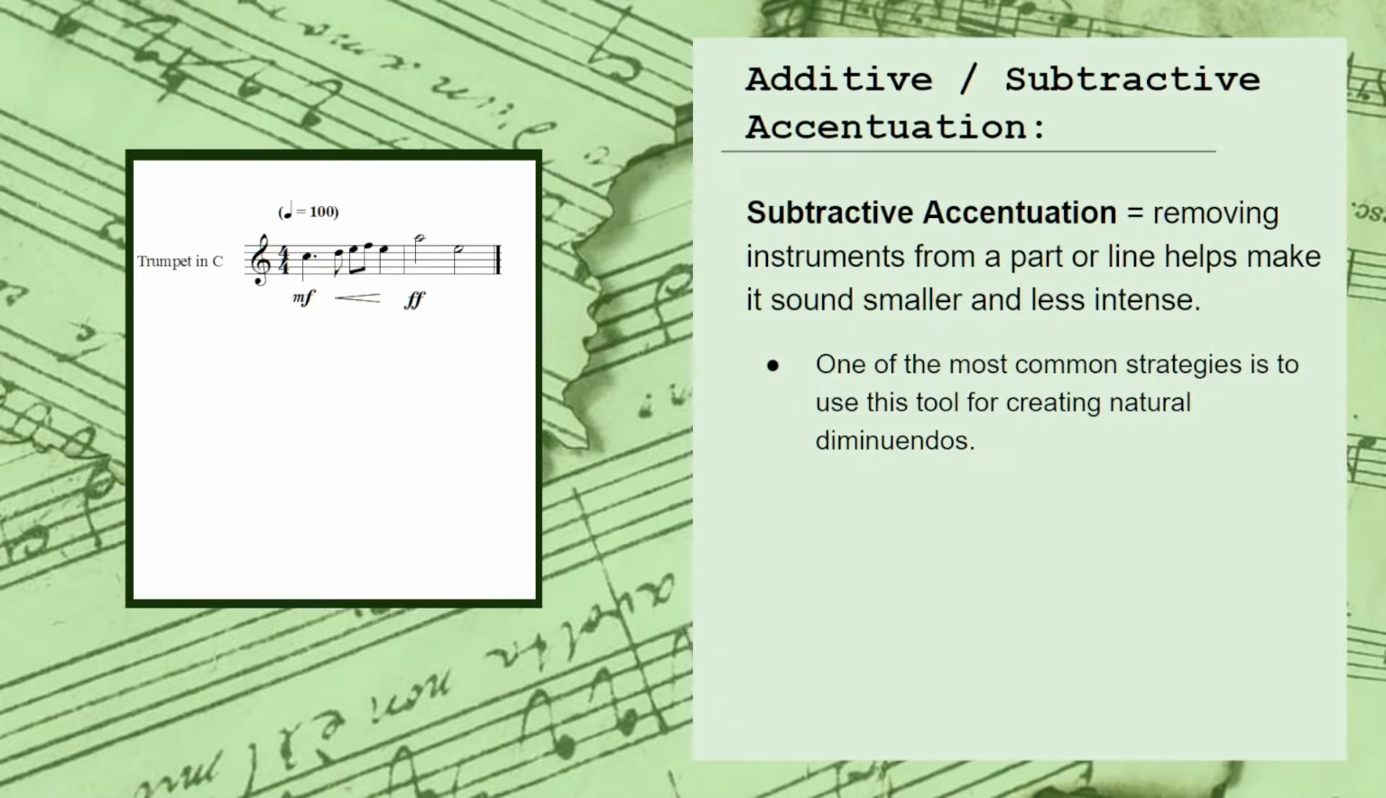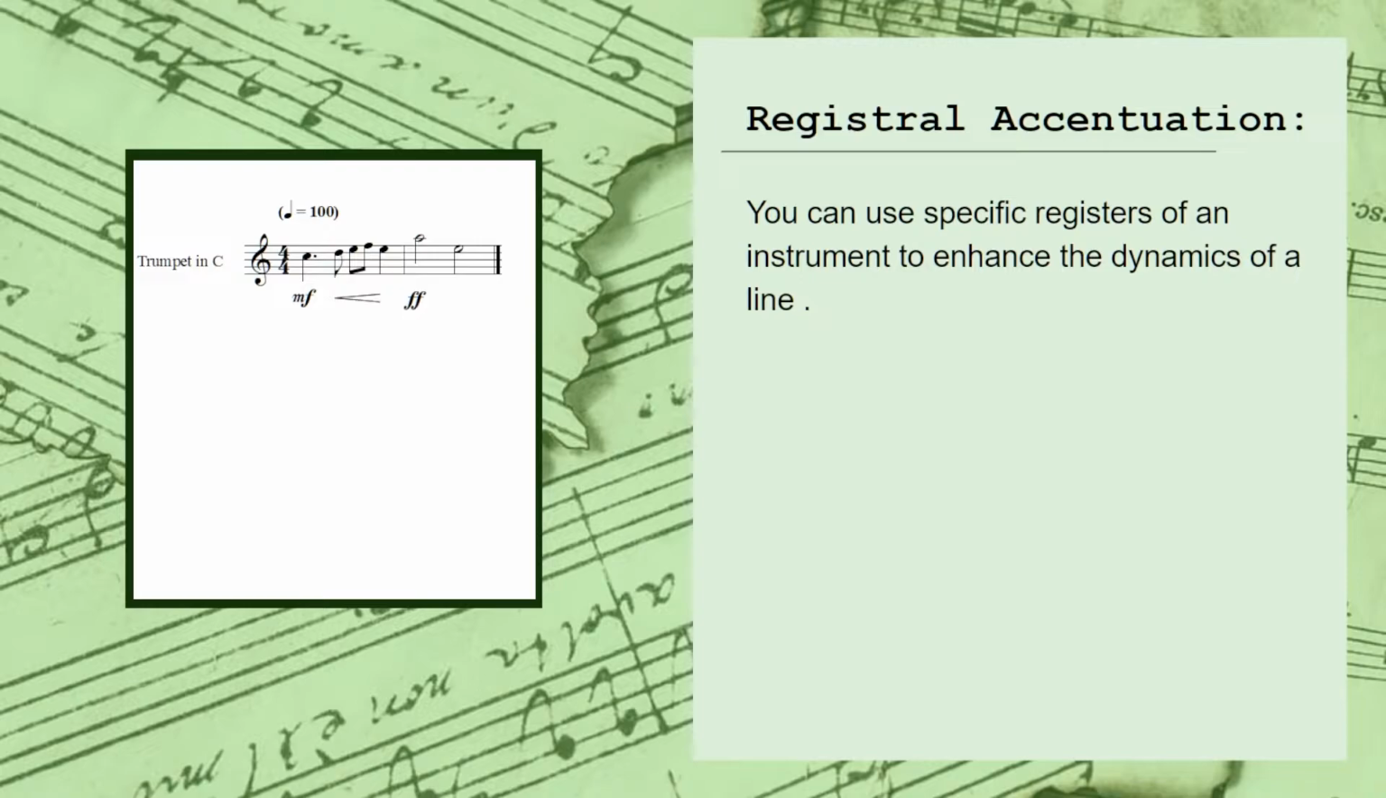Next up, we have registral accentuation. This strategy is a little more complicated and nuanced tool for providing natural emphasis in your music. The idea is that you use the specific registers of an instrument to enhance the dynamics of the line. This works best for woodwind and brass instruments, which have a natural tendency to become more or less intense, depending on where you move in their range. There are 2 basic strategies for applying this tool.